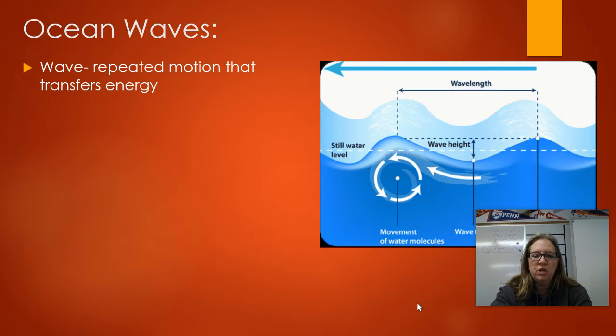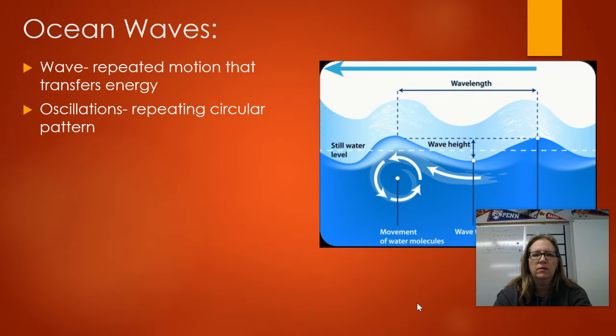So a wave in general is a repeated motion that transfers energy, okay? You can have a wave going through a jump rope or something. You can have sound waves. Ocean waves are a kind of repeated pattern of energy traveling through that water, okay?